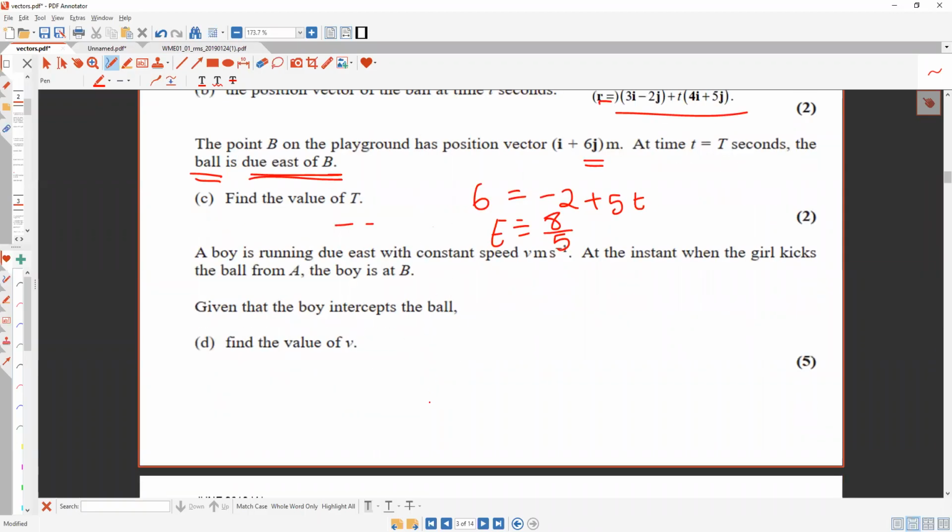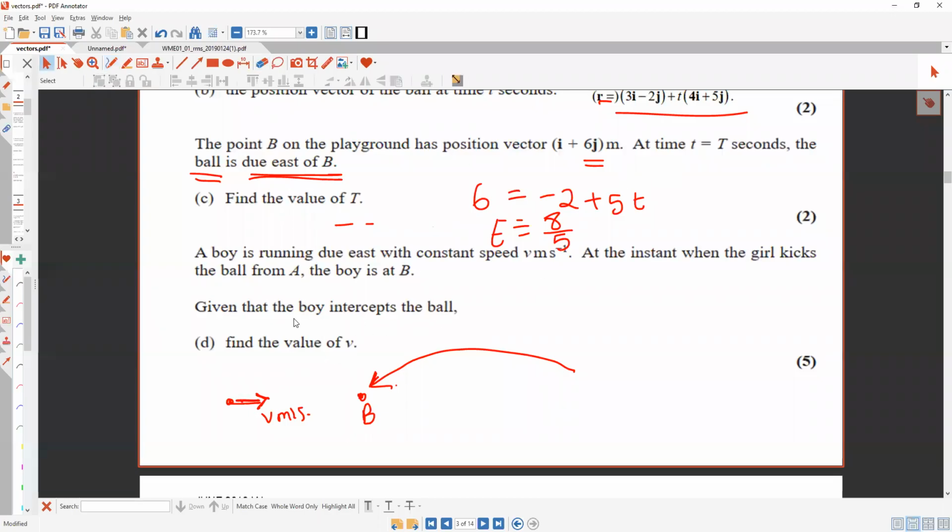Now, the ball is running due east with a constant speed of v meters per second. So you have a ball here. You have the point B. Okay, east. At the instant when the girl kicks the ball from A to B, the boy intercepts the ball. So you have a boy moving from here at v meters per second. Basically somebody kicked the ball and he starts moving. So this guy starts moving on his own at v meters per second.